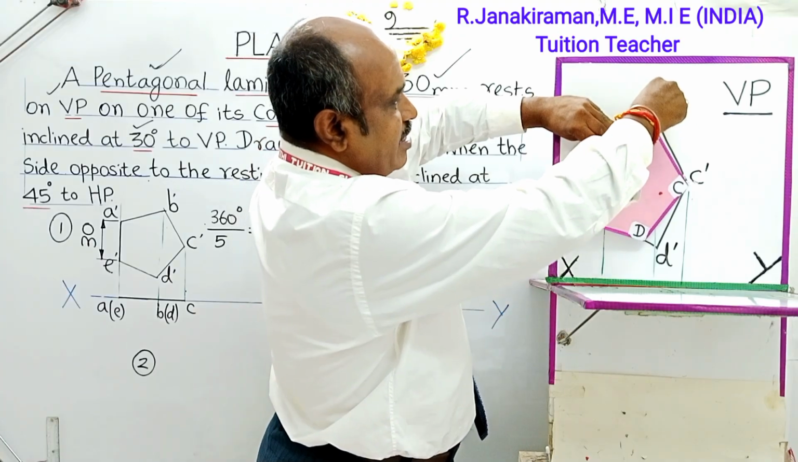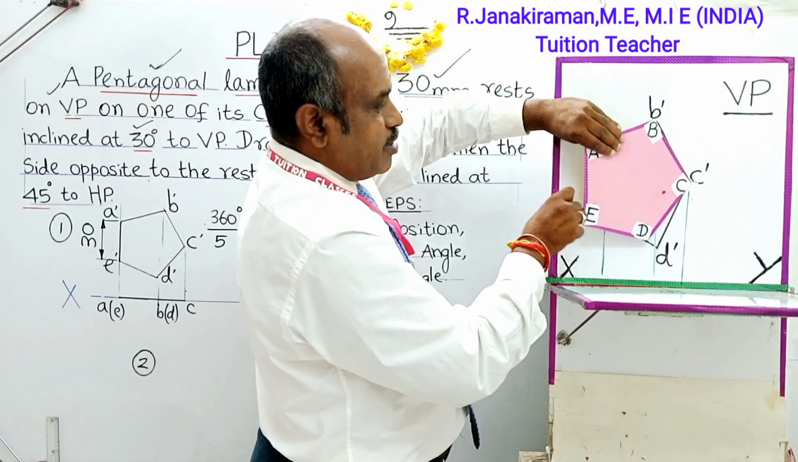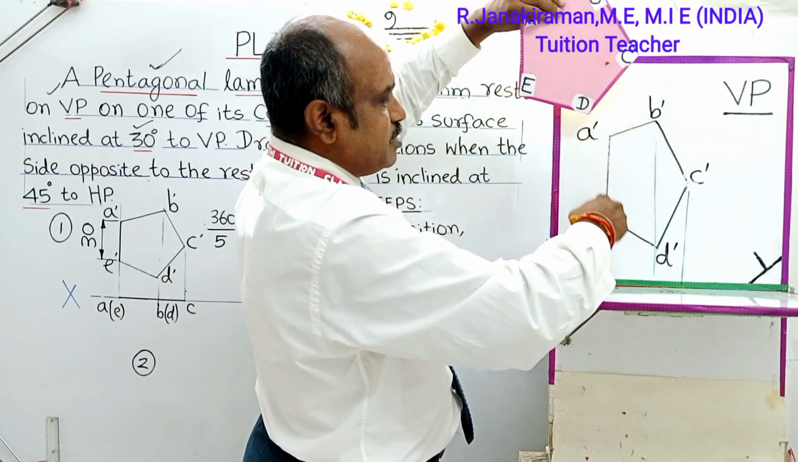Similarly, B is projected on the vertical plane, marked as B dash. C is already in contact. D is projected. E is projected. Joining all those points, you get a reduced pentagon.